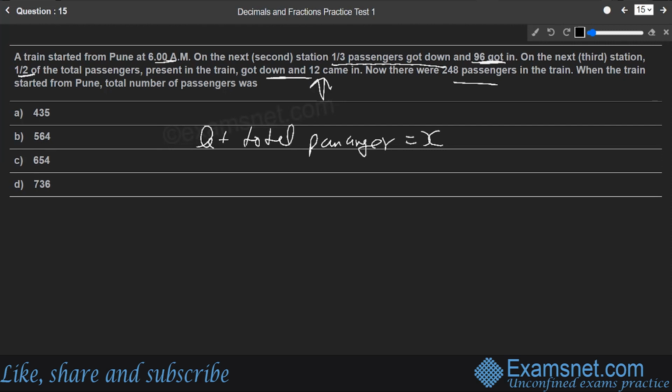Then he says on the next station, one third of the passengers got down. So let us talk about station number 1. What happened in station number 1? One third got down, so x by 3 got down. We can have a sign of minus for getting down, for reducing. 1 by 3 got down and 96 got in, so we can have plus 96. This is the current status. x by 3 got down and 96 got in.